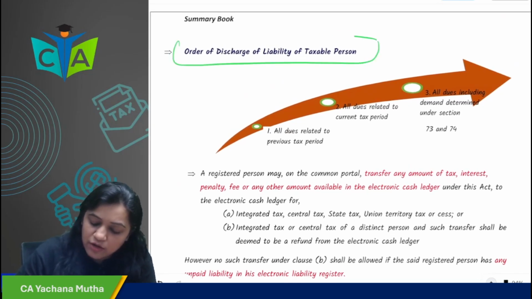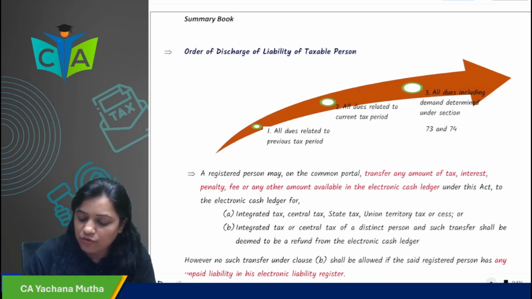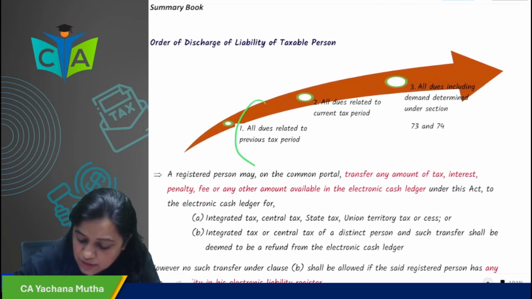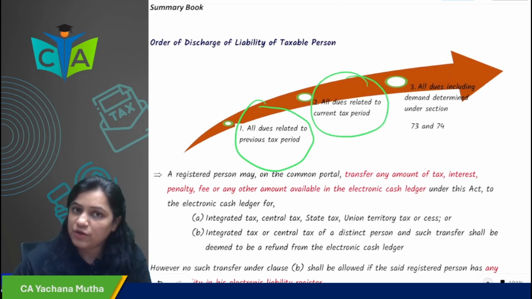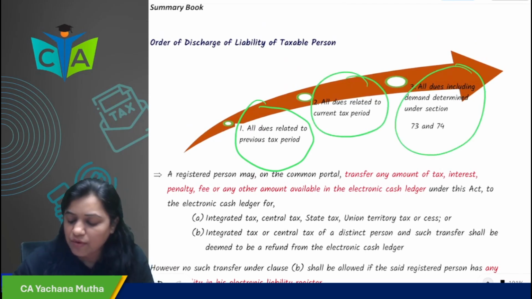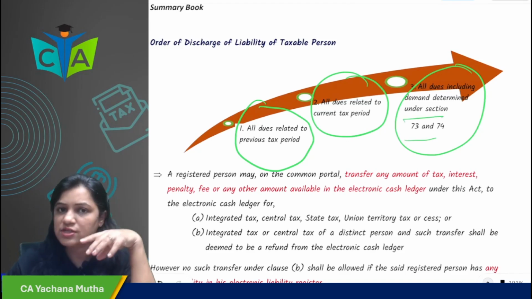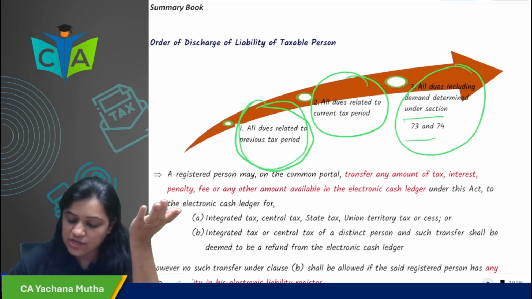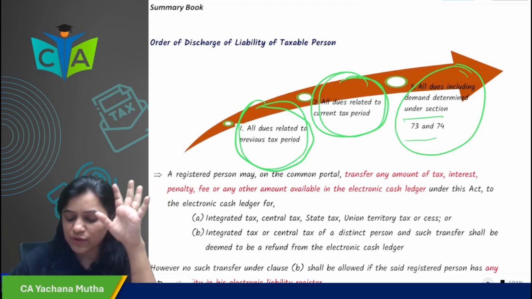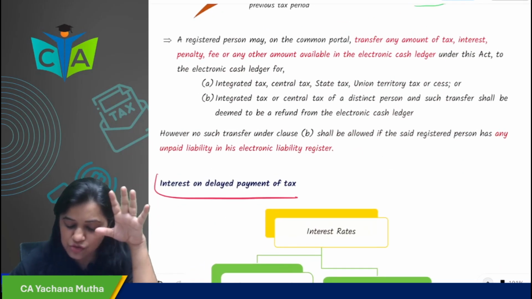Now, what is the order of discharge of the liability of a taxable person? There is a fixed order of discharge. All dues relating to the previous tax period you have to pay first, then all dues relating to the current tax period, and then any other demand under section 73, 74 you have to pay. So this is the order of discharge. Sometimes a practical question can come. So first the dues related to the previous tax period, then the dues related to the current tax period, then all dues including demand under section 73, 74.